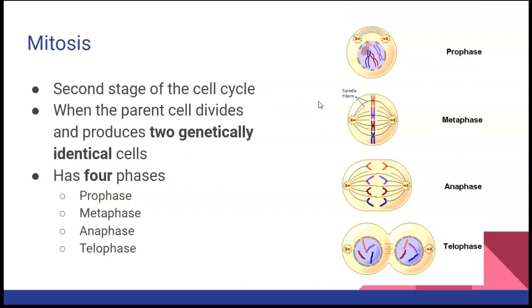Now, mitosis is the second stage of the cell cycle, and this is where the cell actually divides. Well, the nucleus actually divides, I should say. So we start with a parent cell, and it produces two genetically identical cells. There are 4 phases throughout this, and we're going to talk about each one, but just as a little preview of where we're heading, right? Our first one is prophase, then metaphase, then anaphase, and then telophase.